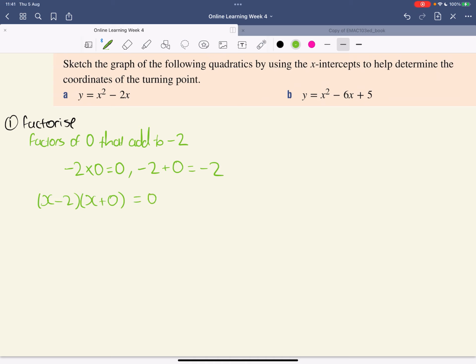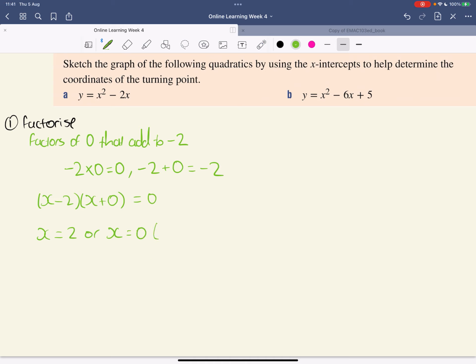And we set them equal to 0 because that's where you find the x-intercepts. So looking at each factor one at a time, what must x be to make this factor 0? Well, it must be 2, because 2 take away 2 gives us 0. So x equals 2, or x equals, and the last one here, it must be 0. So x equals 2 or x equals 0.